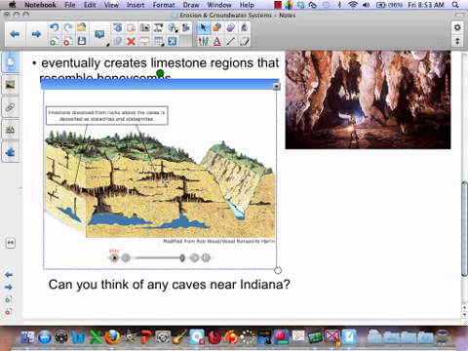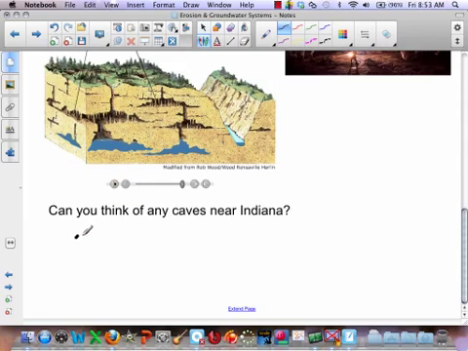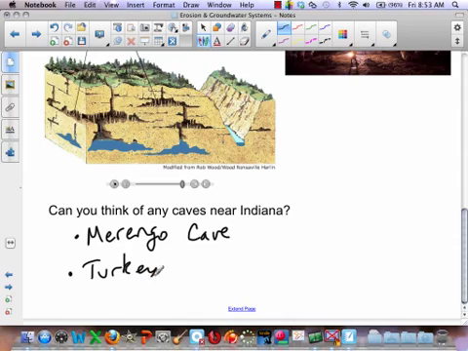Really, really simple. All right, so tell me some places around here. Where have we seen caves? I know I already told you guys about Marengo Cave. And you guys said Turkey Run. Okay, what else? I know far southern Indiana has some. I don't think you're gonna get any this far north. Michigan.